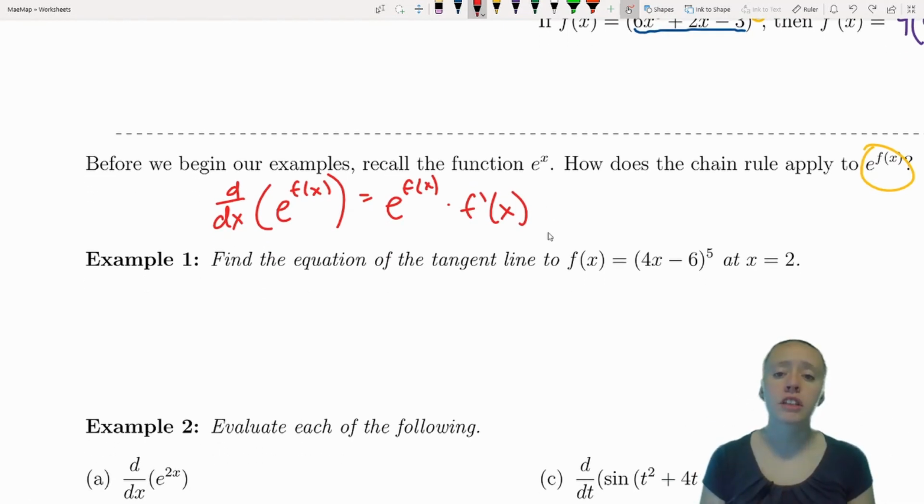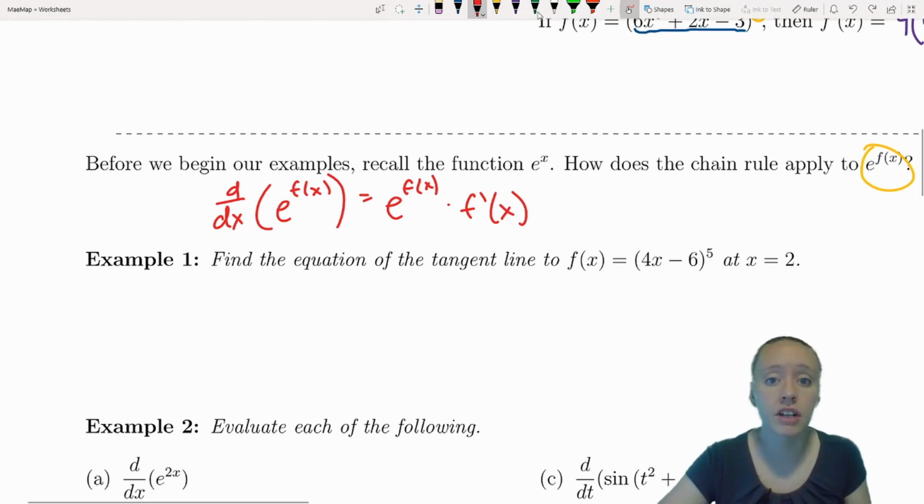So now that we've gone over the chain rule quickly again, let's do example 1. In example 1, we're going to find the equation of the tangent line to f of x equals 4x minus 6 to the fifth at x equals 2. Now remember, in order to find the equation of the tangent line, I need the slope of the tangent line and I need the function at that point. The slope of the tangent line is the derivative, so I need to find the derivative at my point when x is equal to 2, and I also need to find the point on my function when x is equal to 2. Let's start by finding that point on the function.